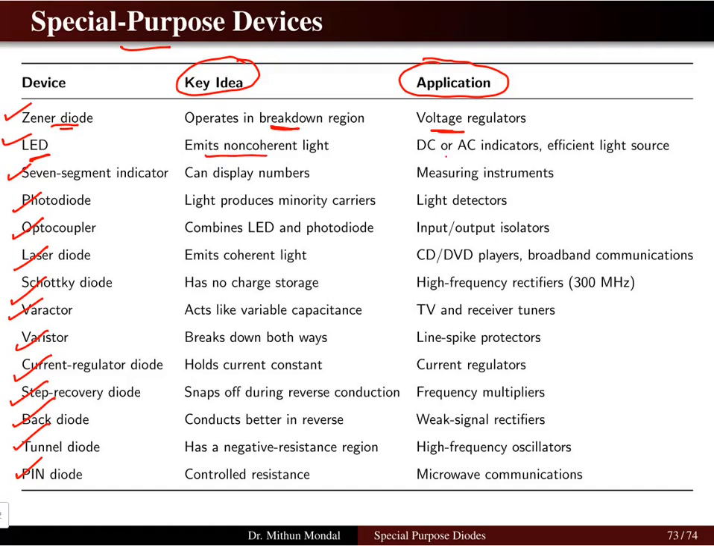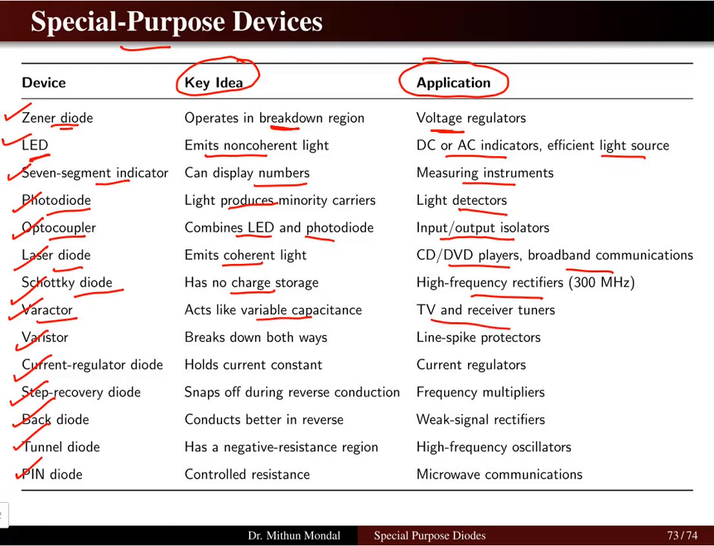So you use them for DC or AC indicators as an efficient line source. The 7-segment indicator can display numbers, and hence we use it in measuring instruments. Photodiodes have light produced minority carriers and hence act as light detectors. An optocoupler combines an LED and a photodiode, so it is used as an isolator between input and output. Laser diodes emit coherent light, so we use them in CD players and broadband communications. Schottky diodes have no charge storage, hence we use them in high frequency rectifiers. Varactor diodes act like a variable capacitance and hence are used in TV and receiver tuners.